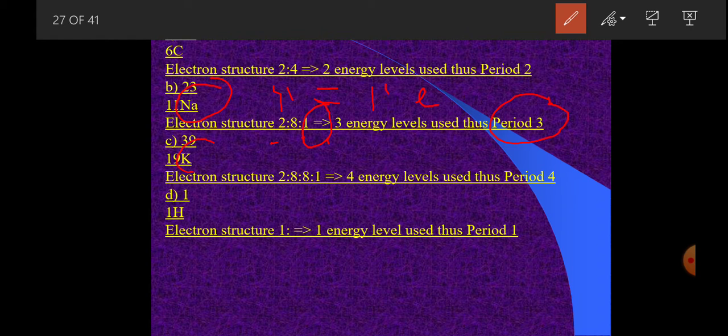Potassium, on the other hand, has 4 energy levels because of the electron configuration 2:8:8:1. It has 1 electron in the outermost energy level, and therefore it will be in period 4 and group 1. That means that sodium and potassium are in the same group but in different periods.